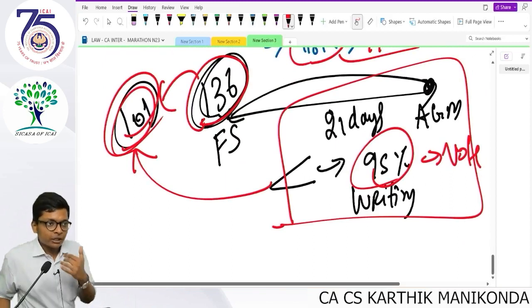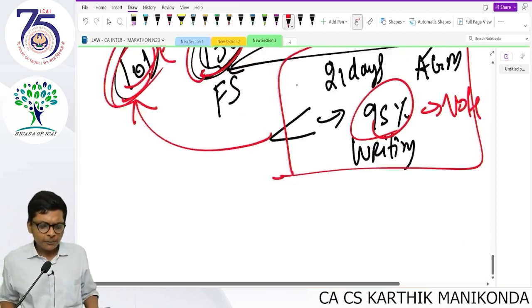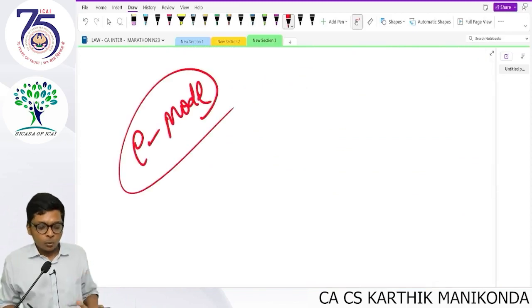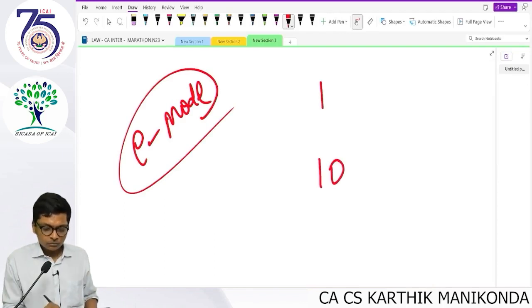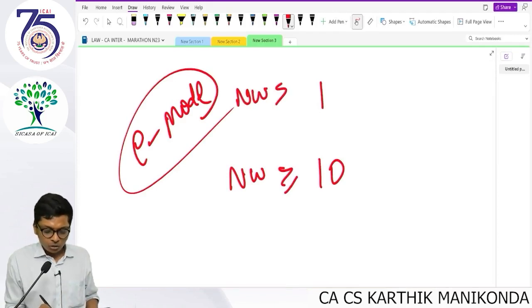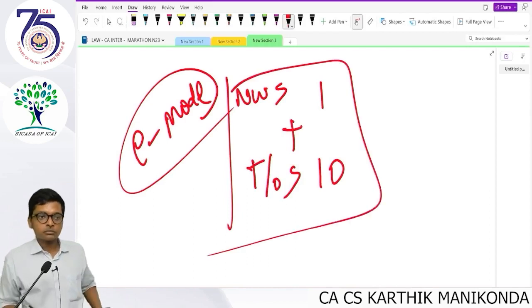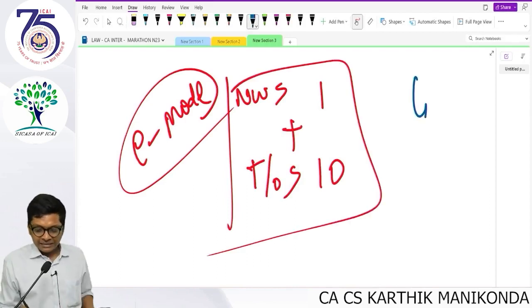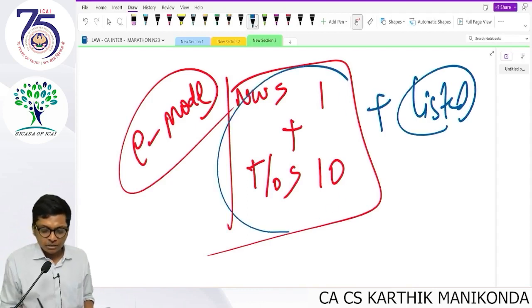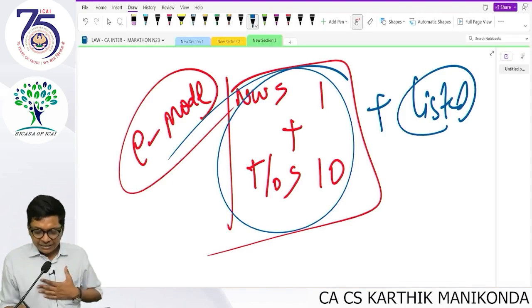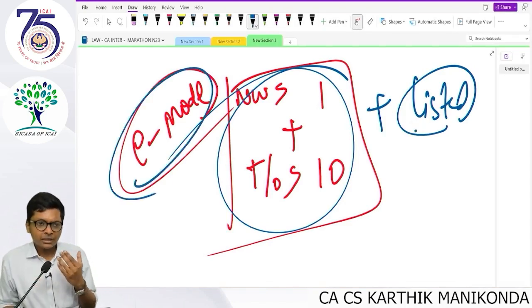This circulation, should I do it in hard copy? Yes. But for certain companies, it is mandatory to circulate in e-mode. What are those companies? Net worth exceeding 1 crore, turnover more than, and it's an and condition. And it's not only for listed companies, plus any other company with this, correct? So a listed company should send only in e-mode.